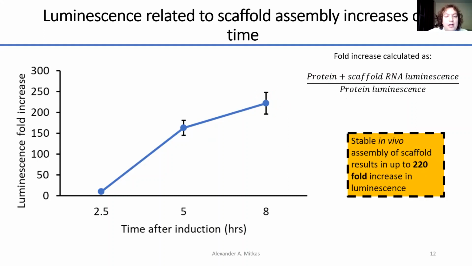That tells us that if we express all the correct components of our scaffold, it will assemble as expected. And furthermore, it is a stable enough scaffold that it actually begins accumulating in the cell, hence the large increase in luminescence over time.